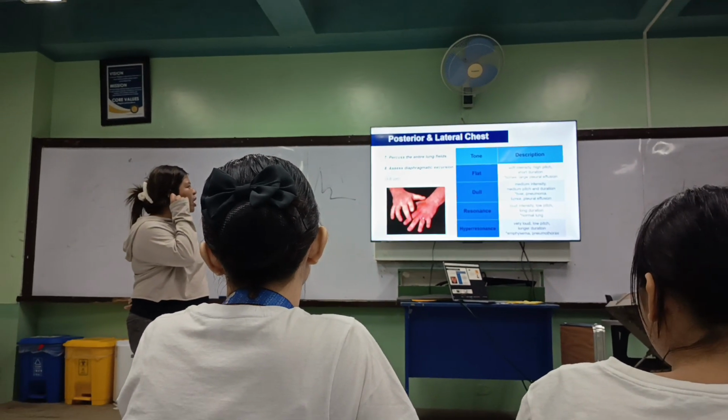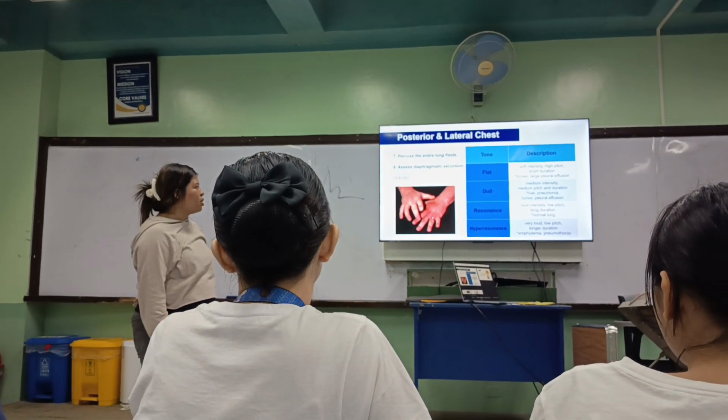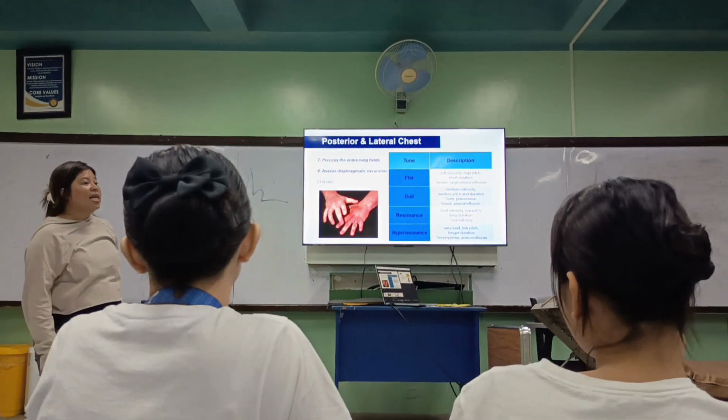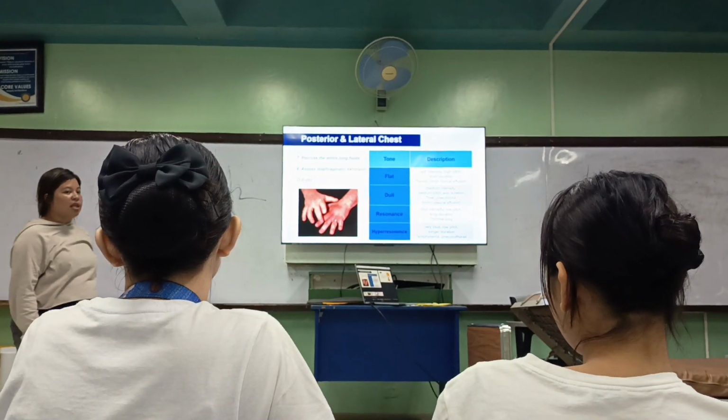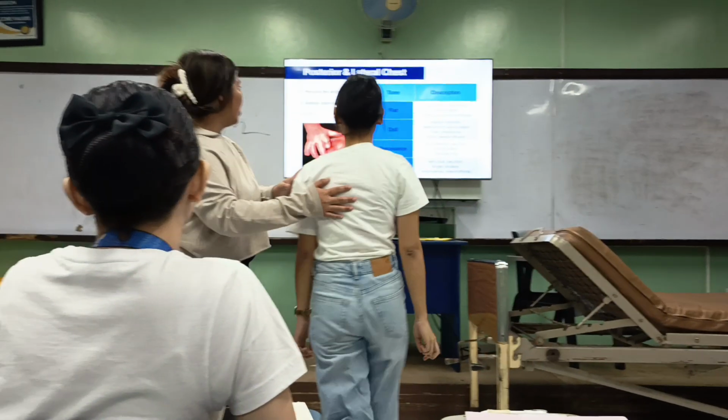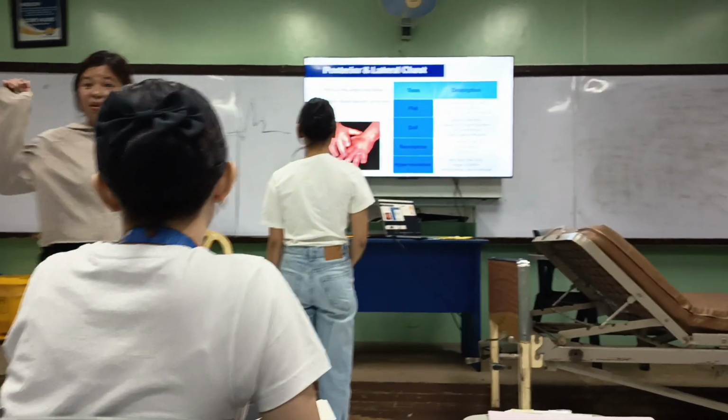Auscultate. So that's for your diaphragmatic excursion. For diaphragmatic excursion, the normal is 3 to 6 centimeters.